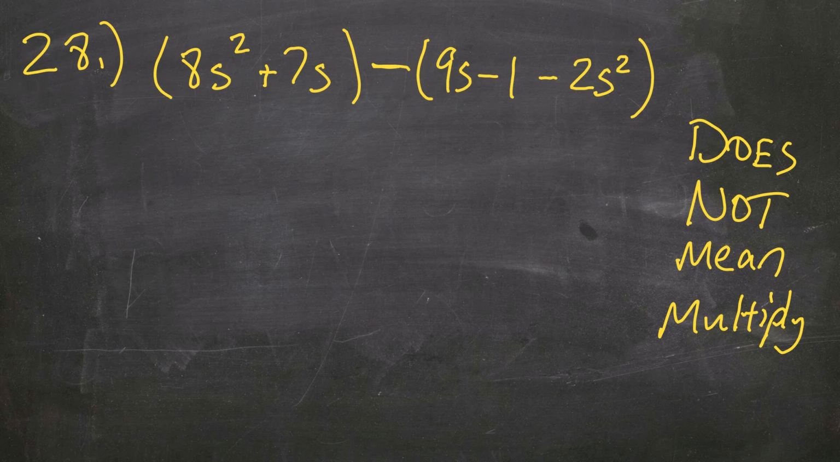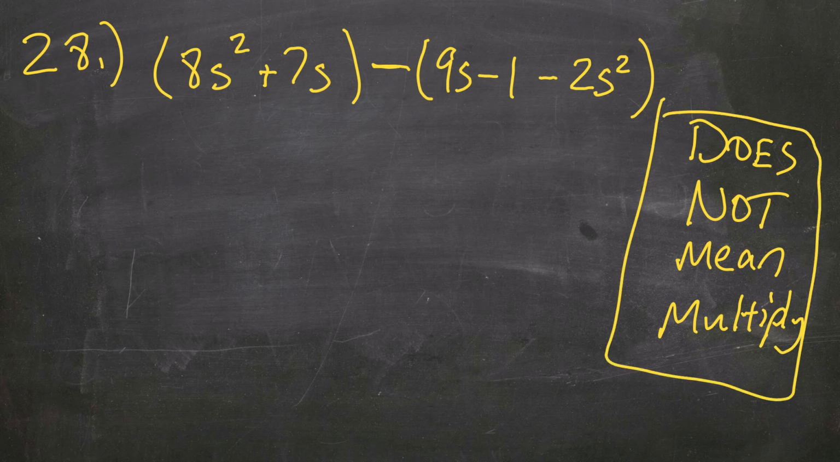Alright, in 28, I have 8s squared plus 7s minus 9s minus 1 minus 2s squared. This does not mean multiplication. The most common mistake I see in this problem is somebody tries to multiply. And the reason they do it is because they see a problem like 24. The only multiplying you can really do is you can say, I'm going to multiply that negative by everything and change the signs. Or you can think of it as I'm going to just add the opposite.